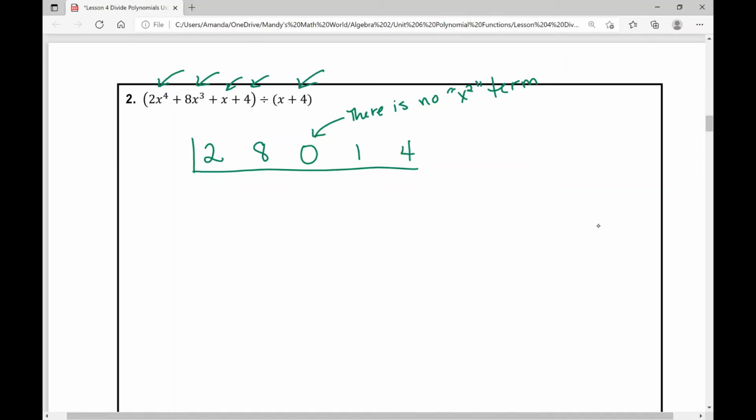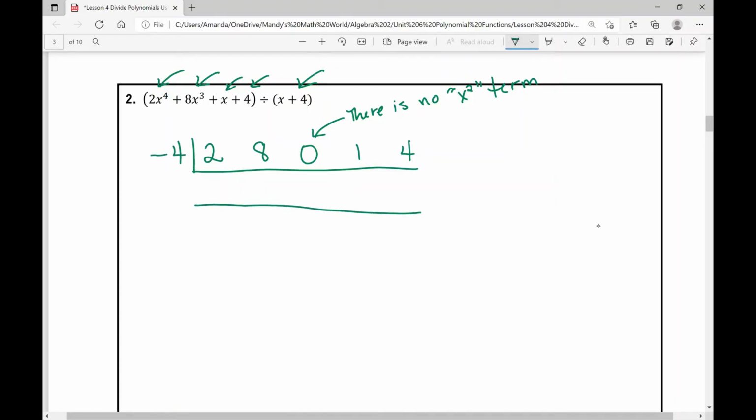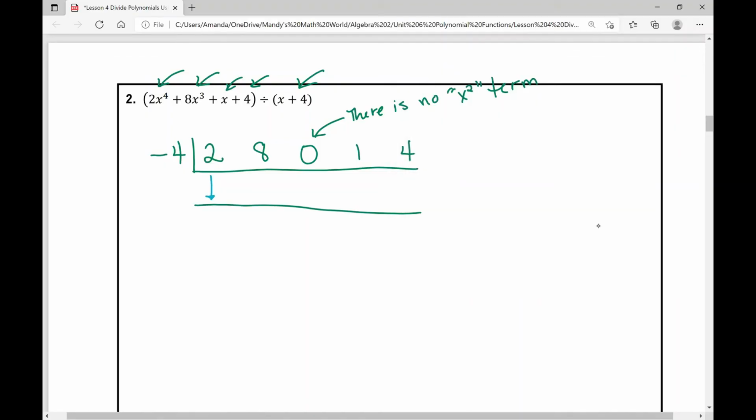My divisor is x plus 4, so I'm going to put negative 4 out here. All right, let's start. I bring down this first term, that's 2. 2 times negative 4 is negative 8, and I add. I get 0. 0 times negative 4 is 0, and I add. I get 0. 0 times negative 4 is 0, and I add. I get 1. 1 times negative 4 is negative 4, and I add. I get 0 as my remainder.